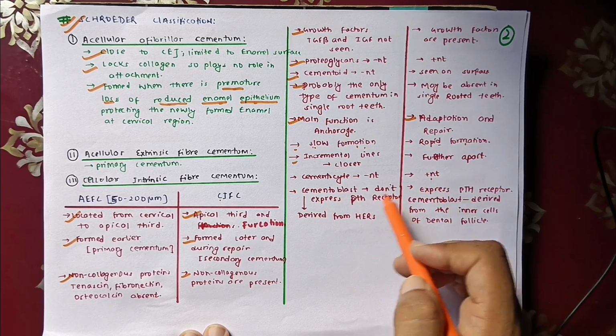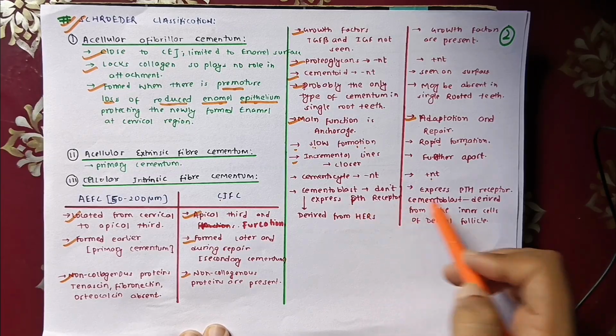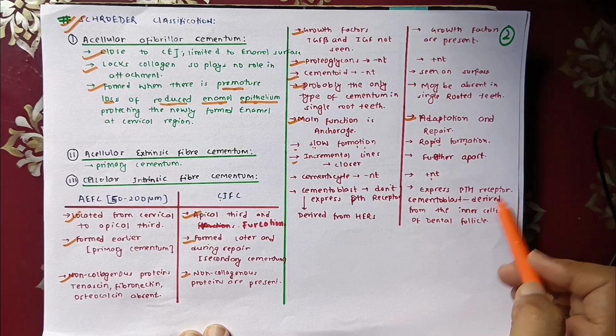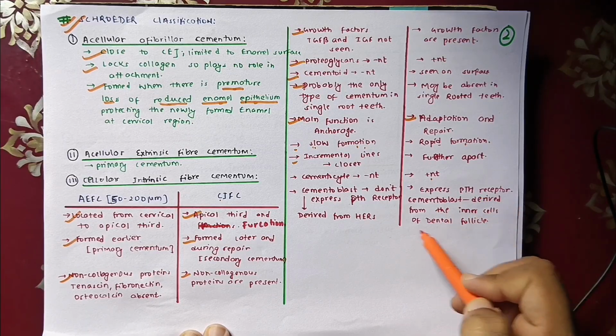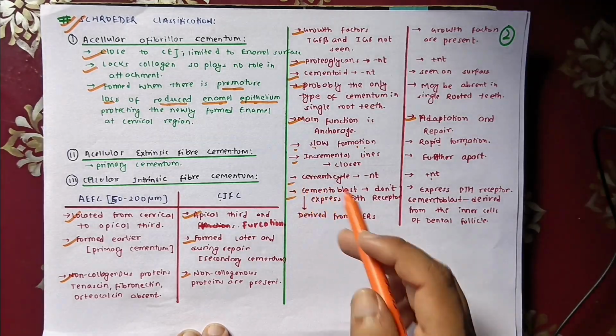And cementoblasts here don't express the PTH receptor, the parathormone receptor, but there they express the PTH receptor. Cementoblasts are derived from the inner cells of the dental follicle, and here cementoblasts are derived from the Hertwig epithelial root sheath.